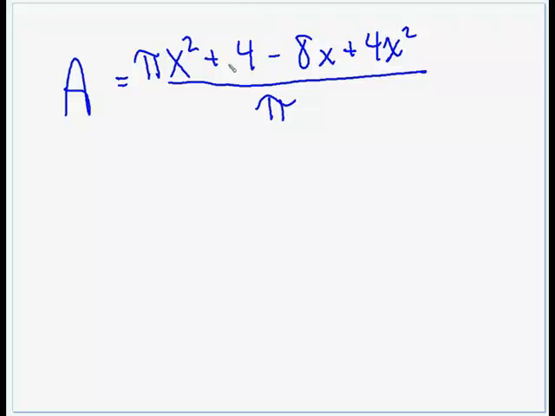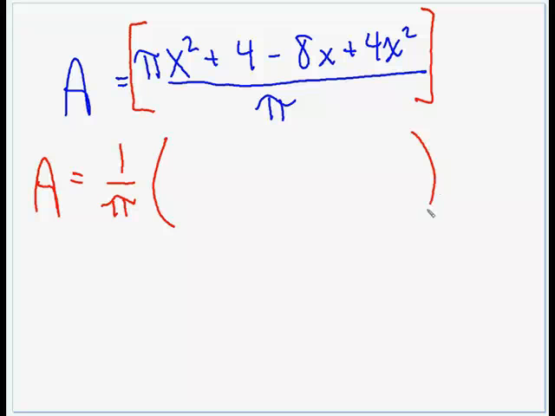So that denominator I don't like so much. If I sort of bracket this off, I can drag that pi in the denominator out front, and I can make that a 1 over pi fraction. And now I just got inside my parentheses, will be a little easier to work with.